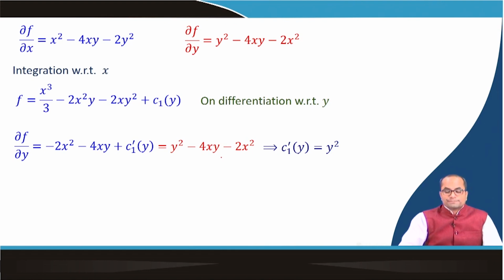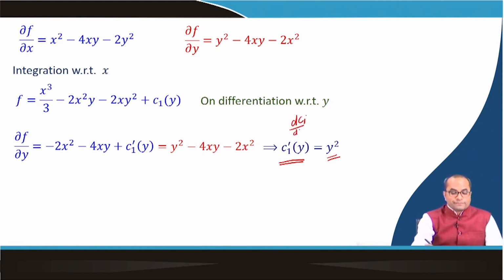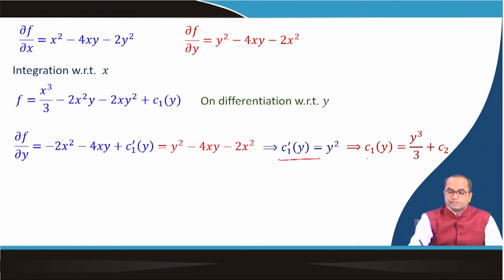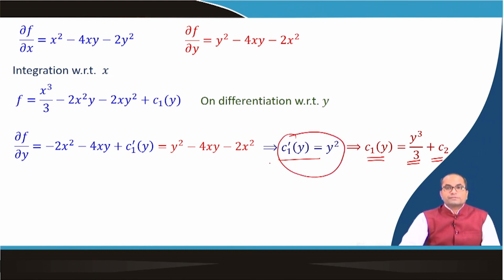This process will automatically give you a differential equation which will have only y, because there cannot be x here. So, dc1/dy is equal to y². Now if we integrate this, c1(y) is equal to y³/3, and then we have one more constant. Here c1'(y) means the derivative of c1 with respect to y only, that is the meaning of the derivative.